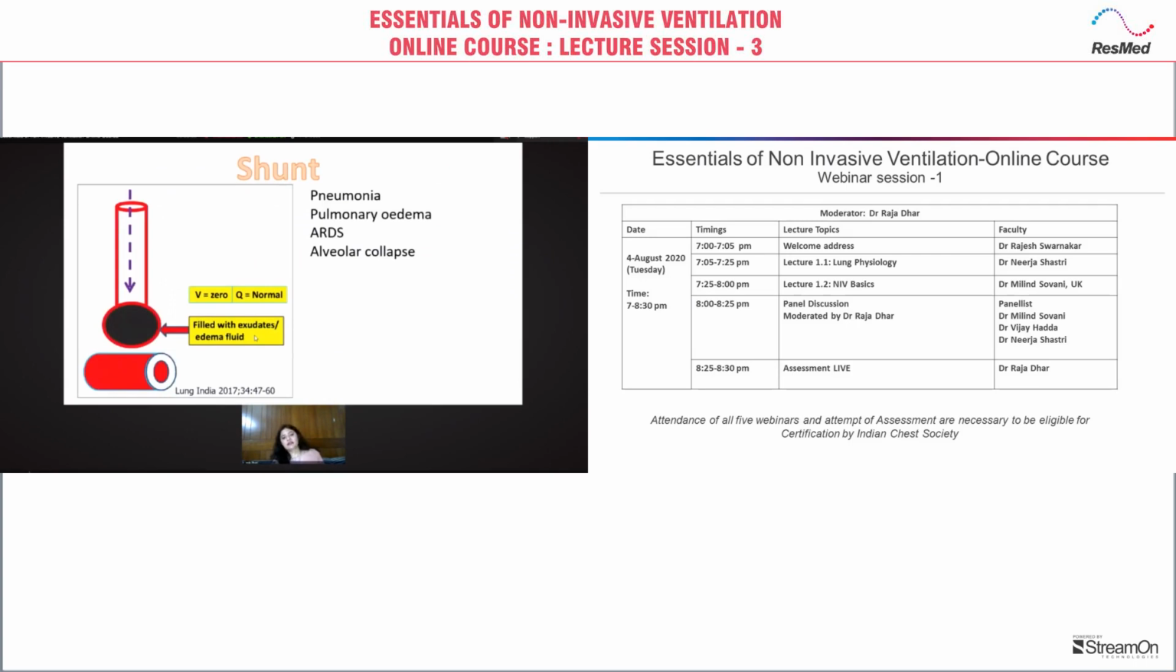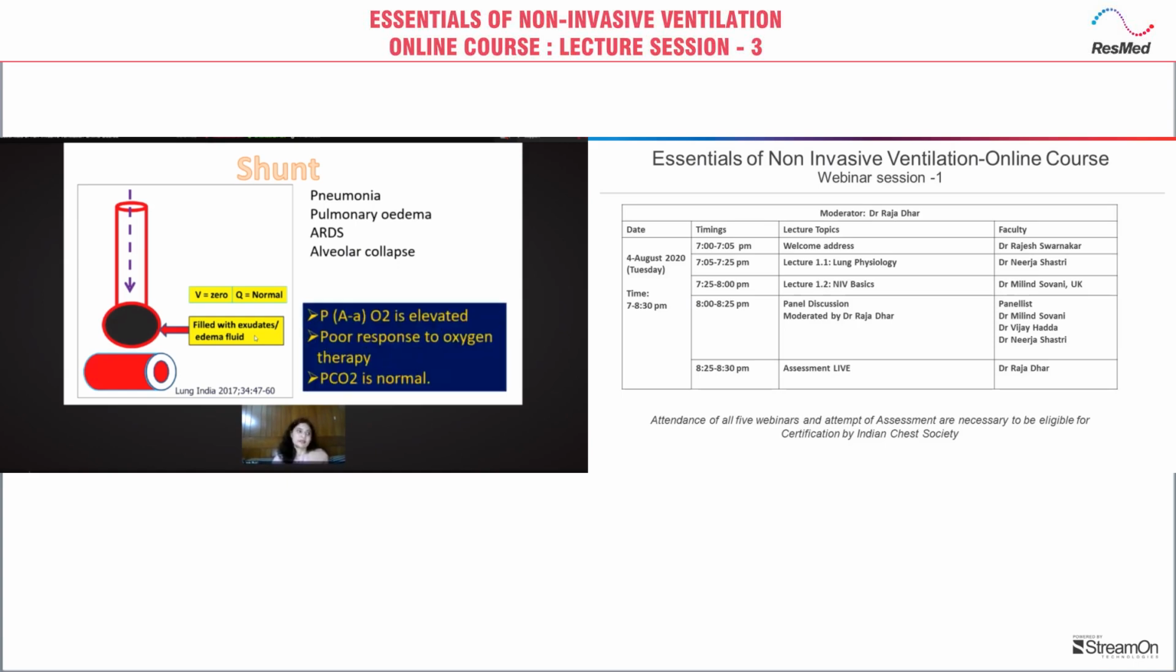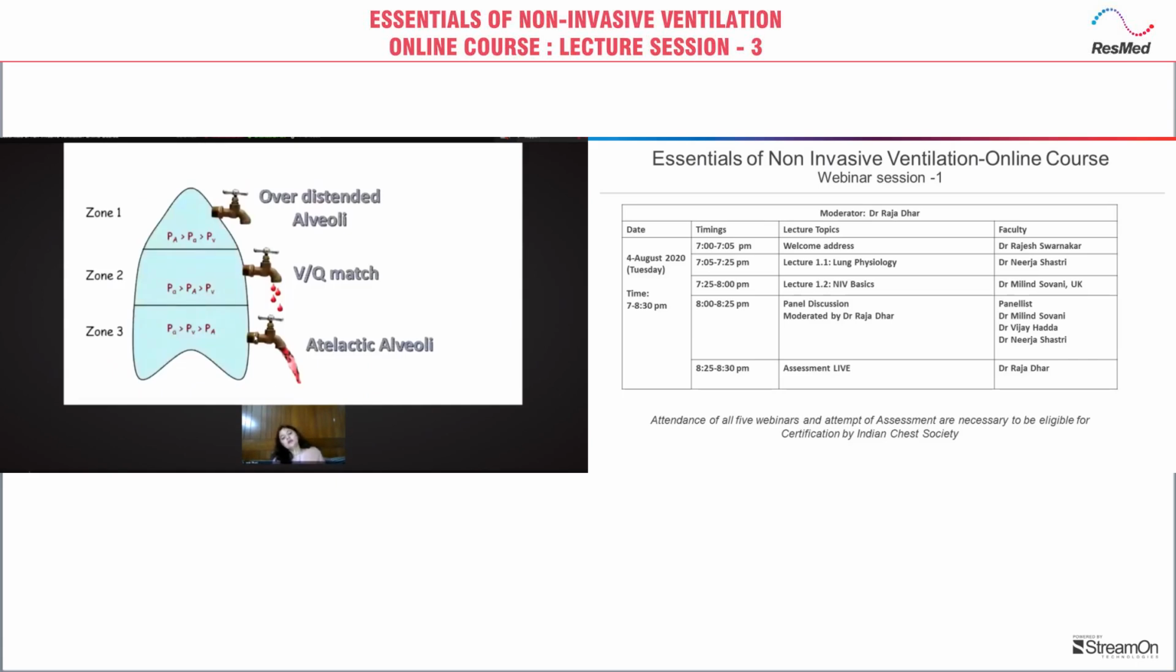Then there's a shunt. The difference between low VQ ratio and shunt is to be understood. I told you low VQ ratio can be treated with oxygen. They respond well to oxygen, but shunt means absolutely zero ventilation. So that means all the blood gets shunted. And these are the people who do not respond to oxygen. So that was the VQ ratio.